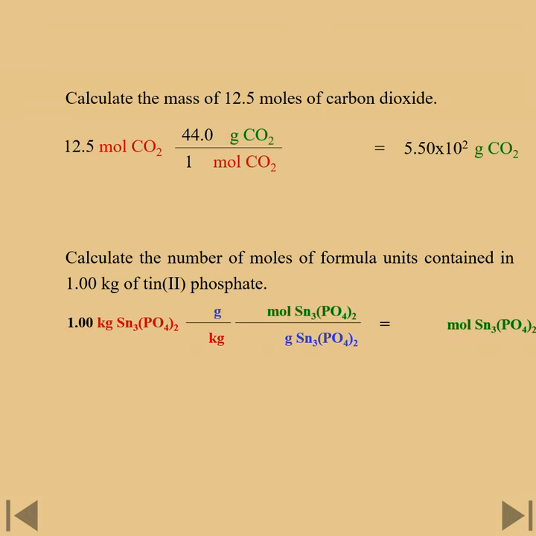1 kilogram, 10 to the positive 3rd grams. Again, your base 10 number going with your base unit. And earlier we determined the molar mass of the tin 2-phosphate at 546.1 grams per mole, or 1.83 moles of tin 2-phosphate.